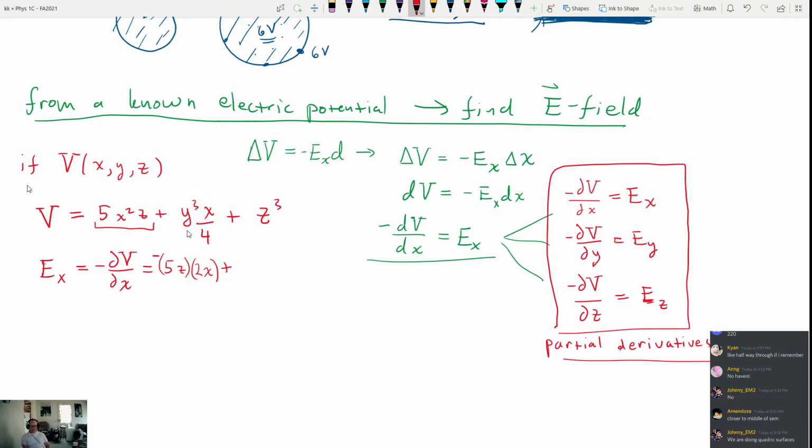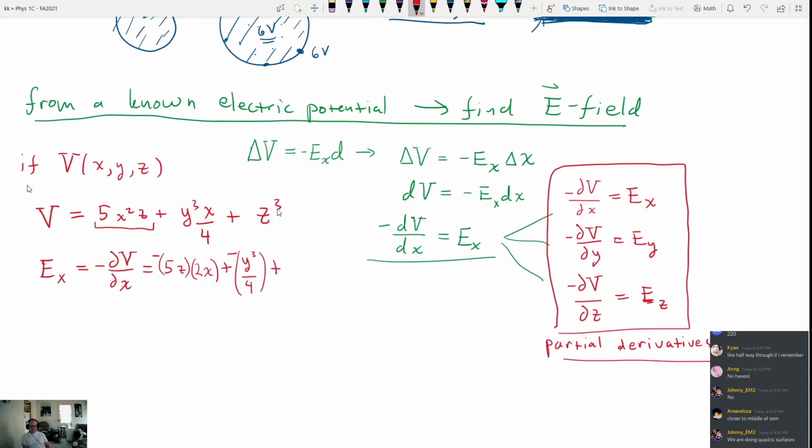Plus, we look at this term right here, it has y cubed over 4. Those don't contain x's, so we just leave those alone. It's a constant. And then we take the derivative of x, which is just 1. And we put our negative sign in front of here too.